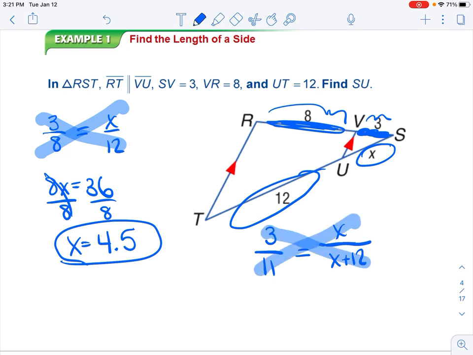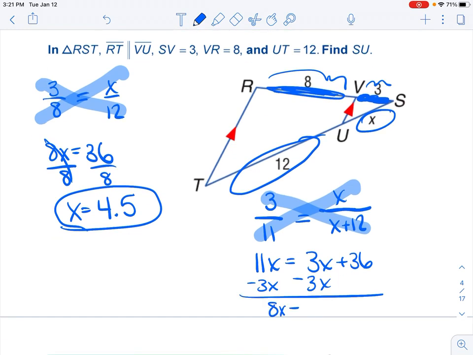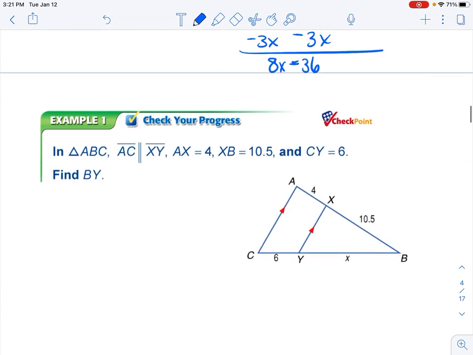If you would like to see the old way, you'll notice you end up getting the same thing after you distribute. You also get 8x equals 36, which means x equals 4.5. Either way is a good way.